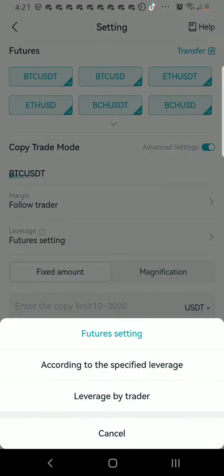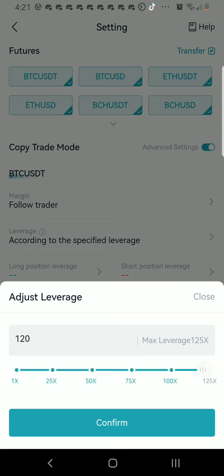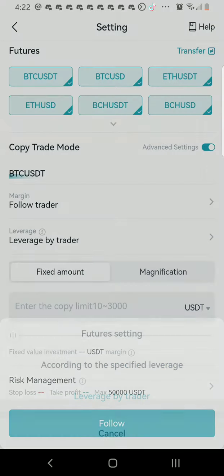Don't also choose future setting. Leverage by trader. Don't say according to specified leverage that you will always have 125x. No wonder you will get wiped, because you have 125x and the one you are copying is just up to 50x, and their risk is always at 50x leverage. And it's not counting your risk because you cannot put 125x. So do not blame the copy trader when you lose money, when you do this kind of stuff, because you are not following them as is.